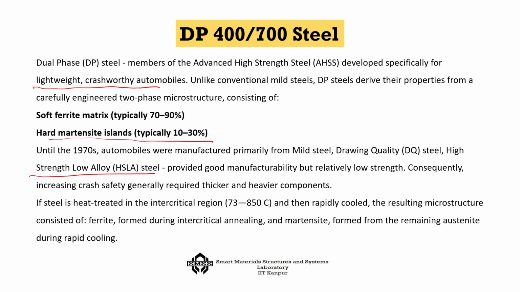Now, the way you get the dual phase, because you need to get both the phases, is that you do a hot rolling and then a cold rolling. So, heat treat in the intercritical region between 730 to 850 centigrade and then rapidly cool it. The resulting microstructure will have ferrite formed during this intercritical annealing as well as martensite formed from the remaining austenite during rapid cooling. So, it becomes a material which has two phases in it, okay, and then each phase contributes separately in terms of manufacturability, in terms of strength, etc.